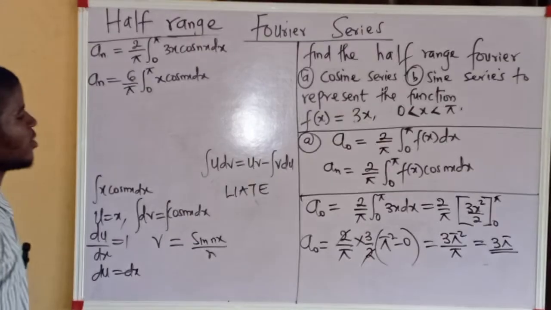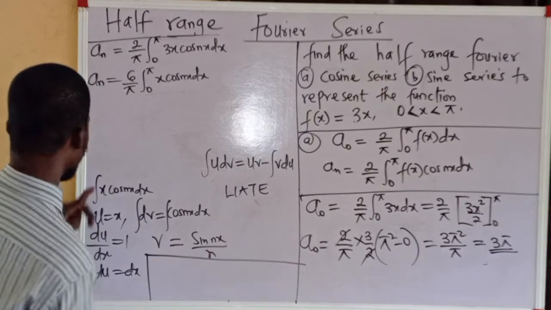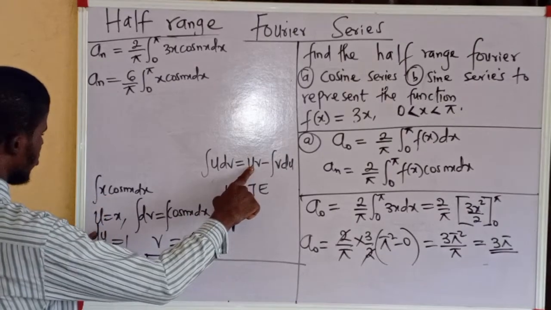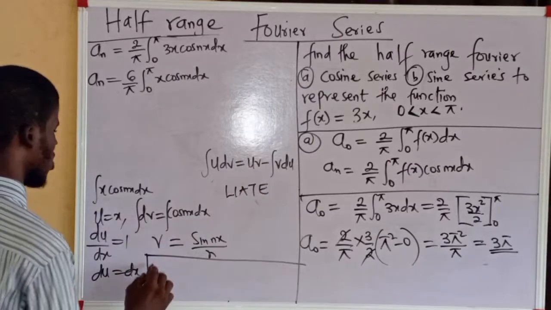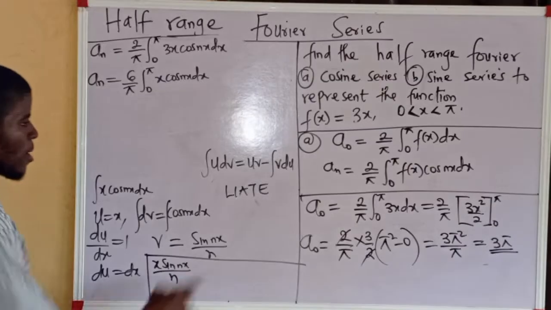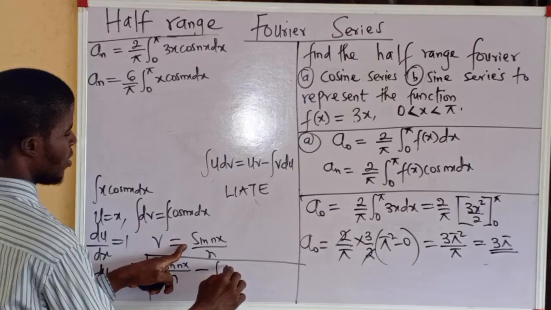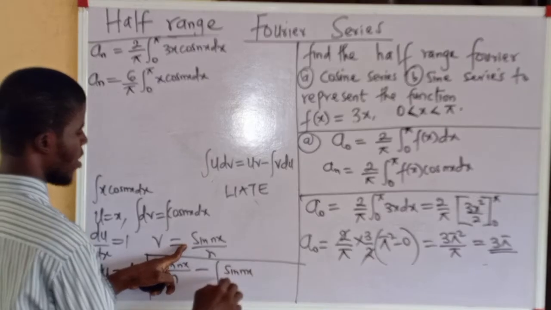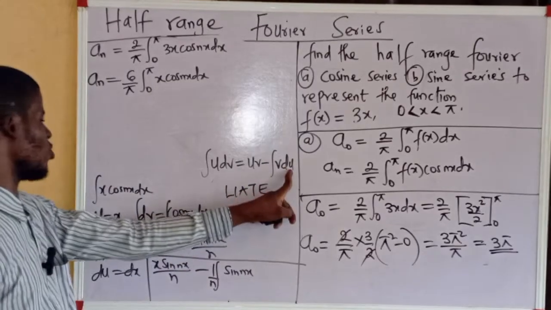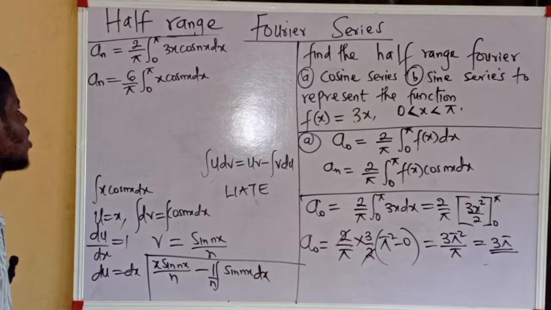So applying the formula uv minus the integral of v du, the integral of this now will be equal to, u is x and this is v, that will be x sine nx over n minus the integral of v, this is v, that's sine nx over n. I can break it as 1 over n, du, what's du? dx. So this is what we are going to do now.